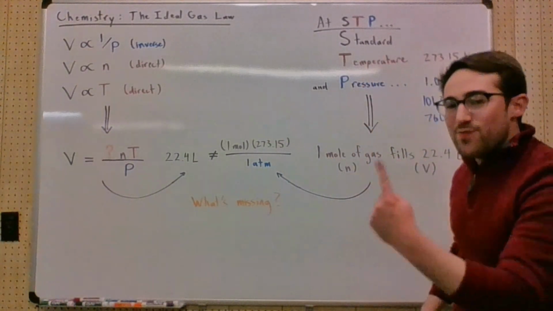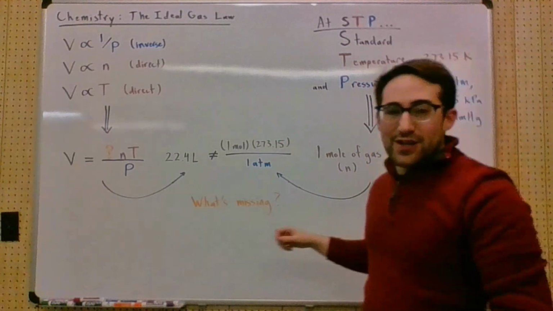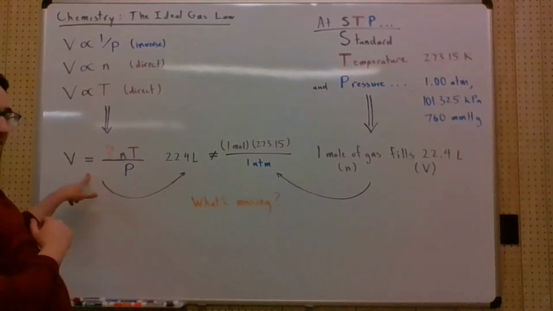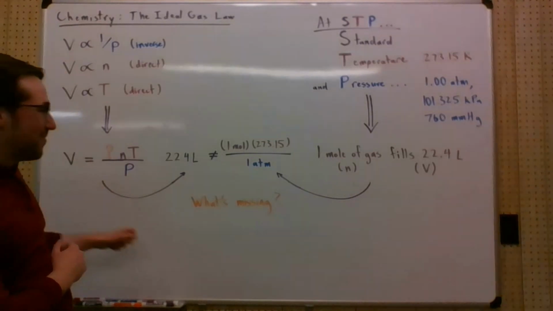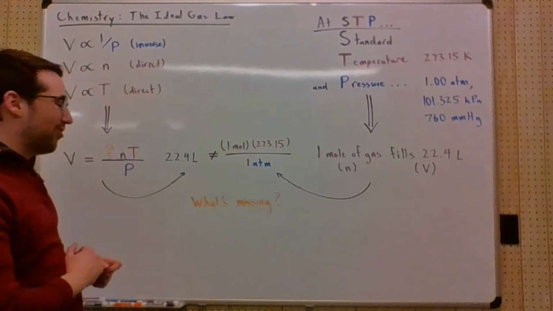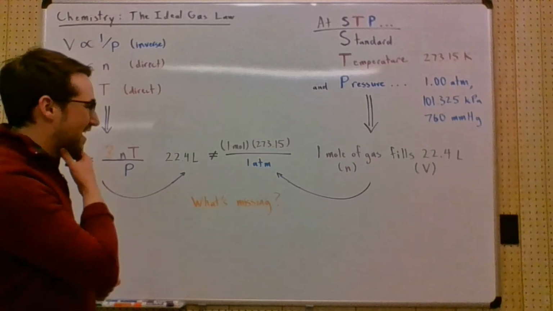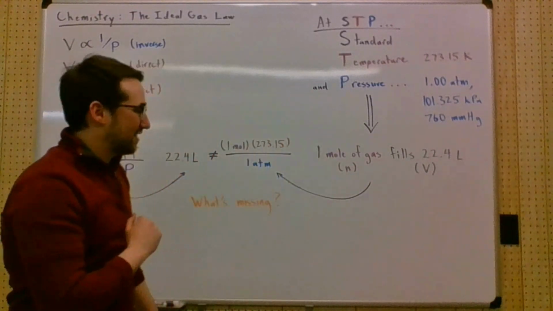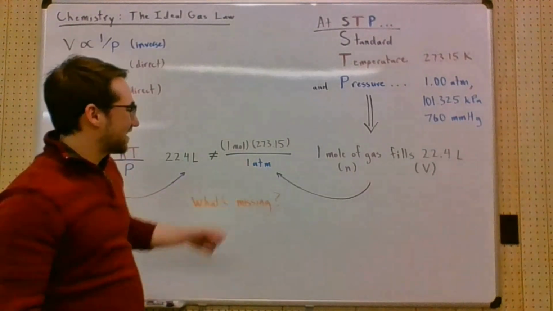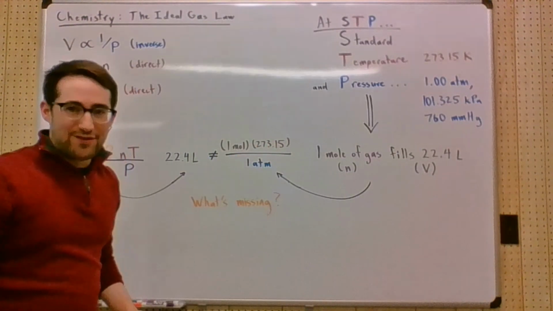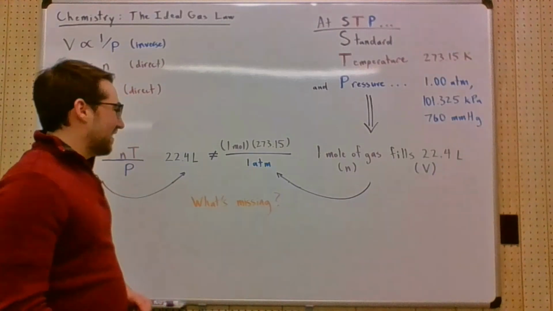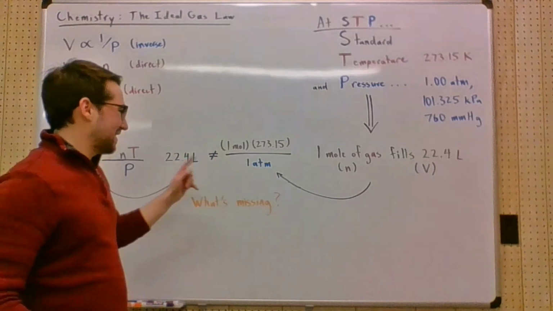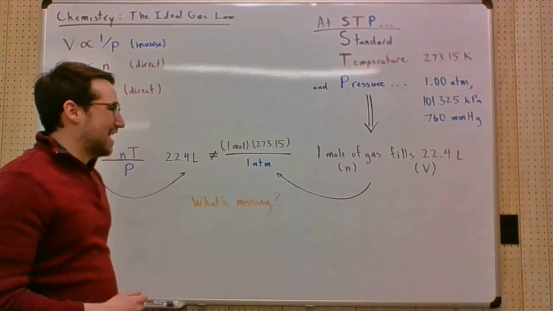If I know that 1 mole of gas should fill up 22.4 liters of volume, and I try and plug that into this, 22.4 liters of volume, 1 mole of some gas, all right? And I put it at standard temperature and pressure, like this all says here. So I'm just using atmospheres in this case, and my temperature, 273.15 Kelvin. That's not right. That doesn't come out to be the same thing. It's not 22.4 on both sides.